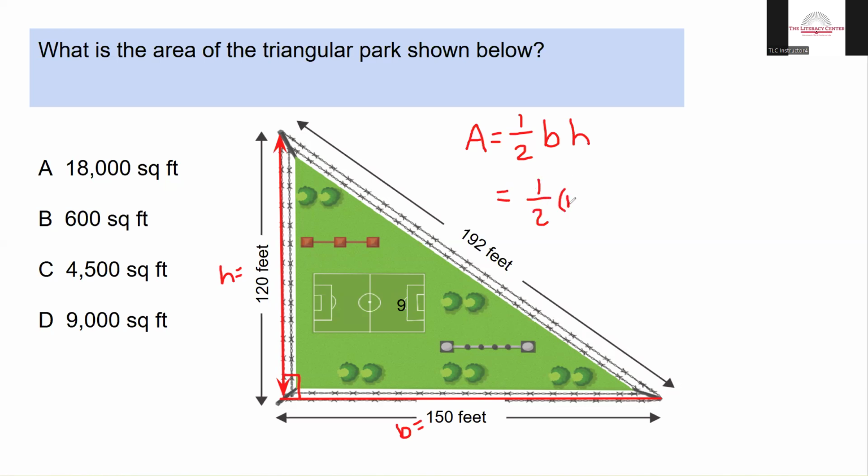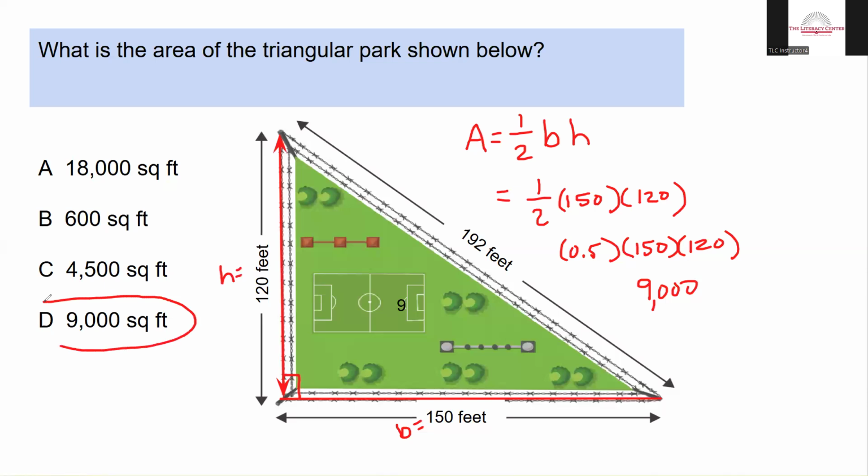1/2 times our base of 150 times our height of 120. Again, sometimes helpful to use 0.5 so that you're not involving fractions in this calculation. And the answer to this question is D, 9,000 square feet.